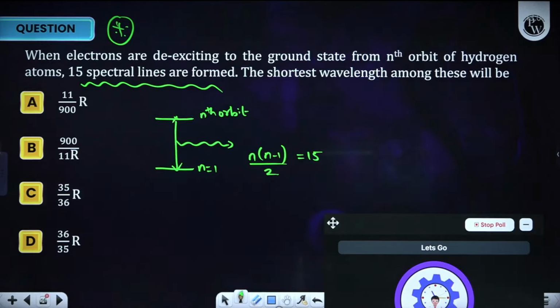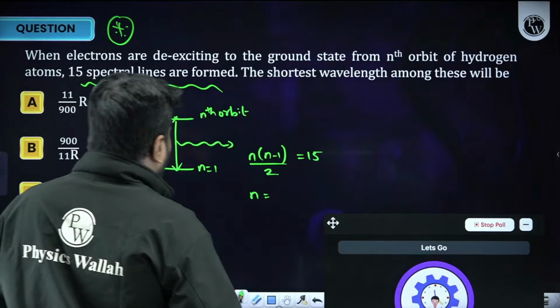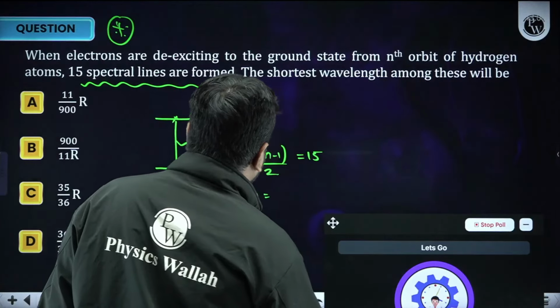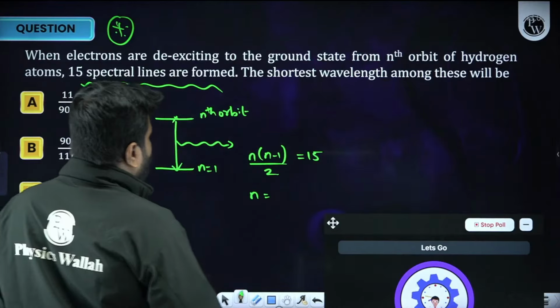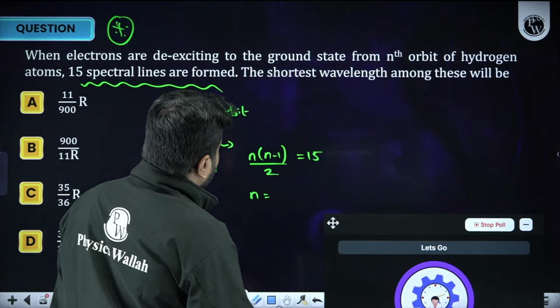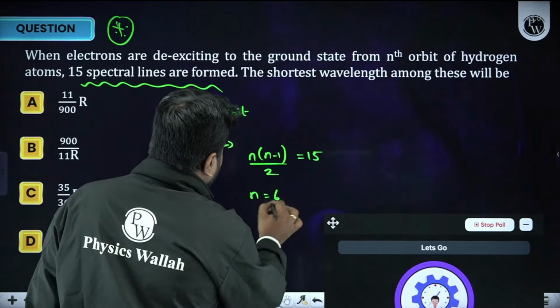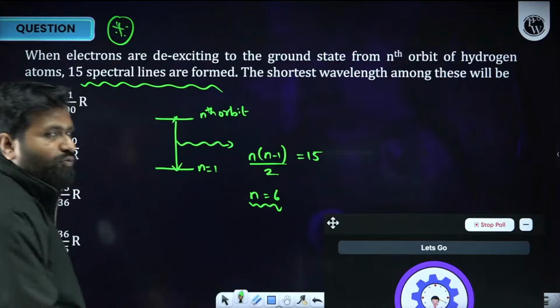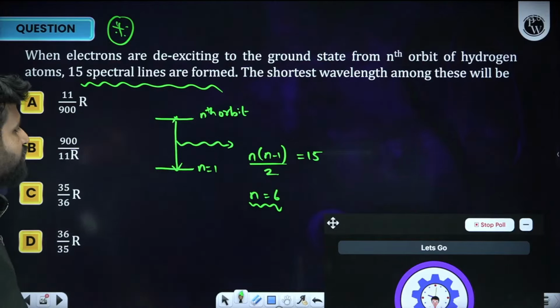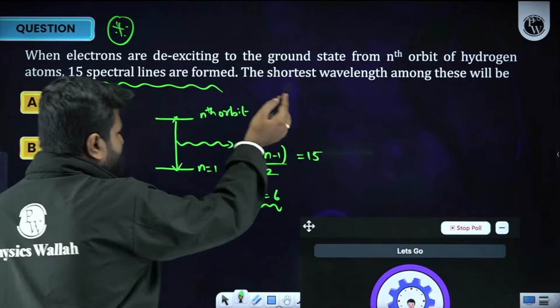So automatically, if I solve this, what is the value we will be getting? The n value comes out from a quadratic equation, right? n square minus n is equal to 30. So I need to get 30. Yes, n is equal to 6. Quadratic equation, n value comes out to be 6. So now they are asking the shortest wavelength.